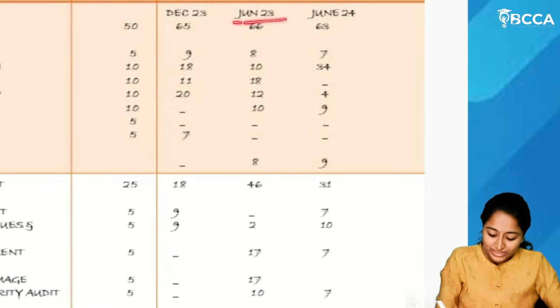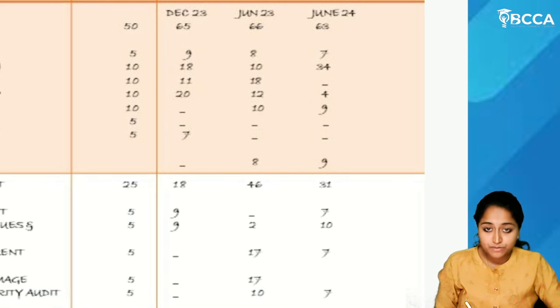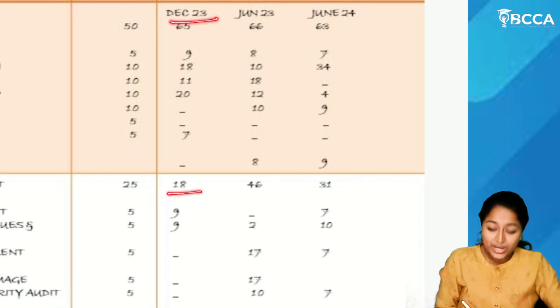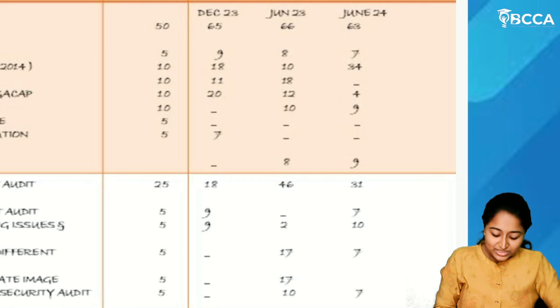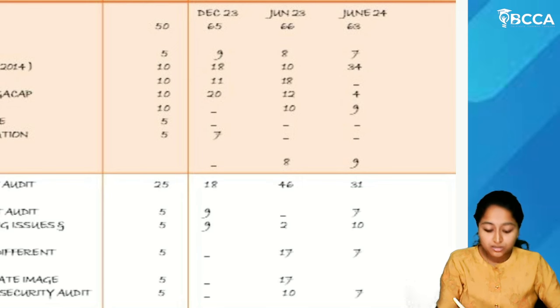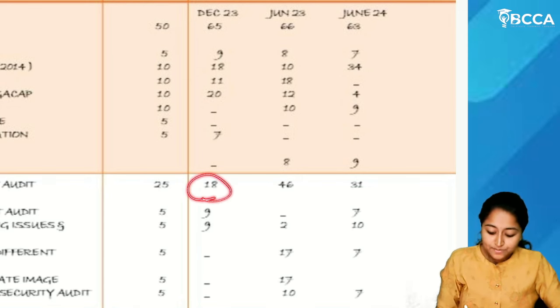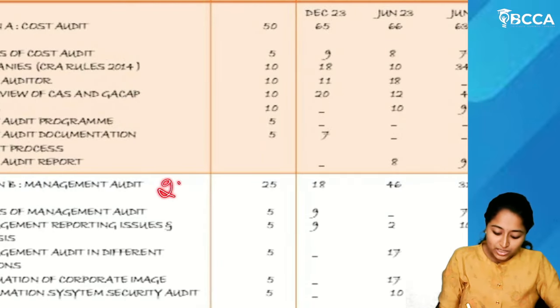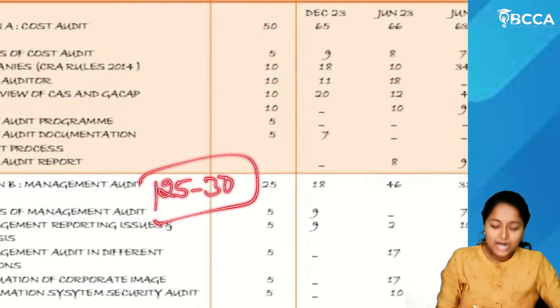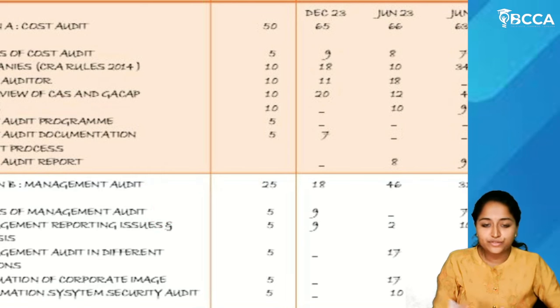in June 23, 46 marks were asked from Section B. In December 23, around 18 marks were asked, and in June 24, around 31 marks were asked from Section B. So we can clearly say that 25 marks is not the actual weightage of this section. In some papers below 25 marks were asked, and in some papers above 25 marks were asked. So we can conclude that around 25 to 30 marks is the minimum weightage for Section B, Management Audit.